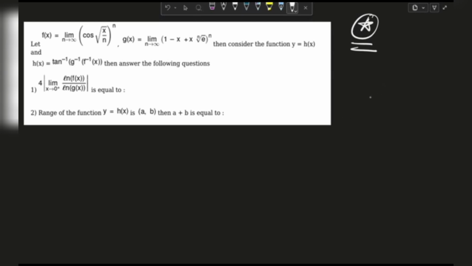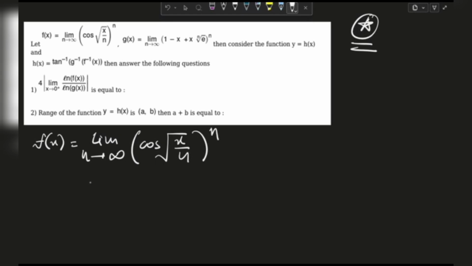Okay, so I'm starting off now. Basically, we have to find out f(x) and g(x) first before proceeding. So let's find out. f(x) is given as the limit as n tends to infinity of cosine root under x by n, and this is also whole powered n. So basically you can observe this is 1 power infinity, because cos 0 is 1, and 1 power infinity.